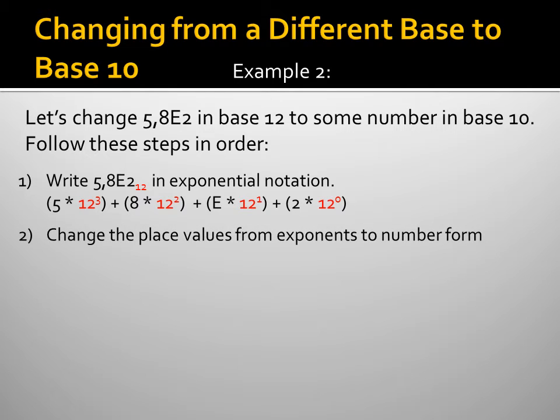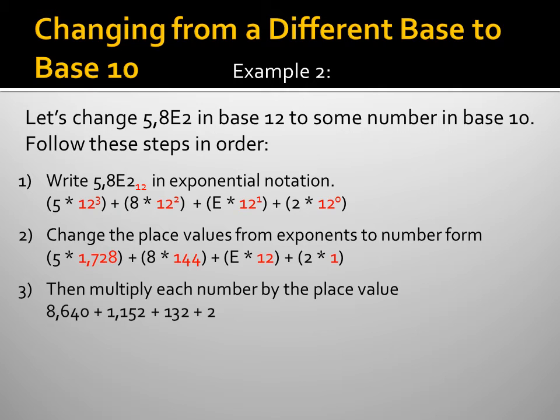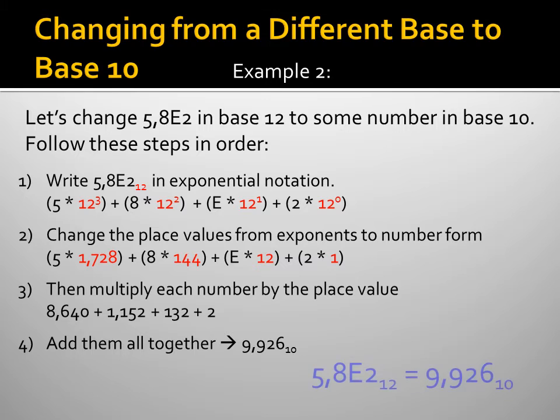Step 2, change the place values from exponents to number form. So 12 cubed is 1,728, 12 squared is 144, 12 to the first power is 12, and 12 to the 0 power is 1. So we just changed each one of those. The third step, multiply each number by the place value. So 5 times 1,728 was 8,640, and 8 times 144 is 1,152. And E, which remember E stands for 11 in base 12, E times 12 is 132, and 2 times 1 is 2. Then finally just add them all together, and you'll get 9,926 base 10. So 5008E2 base 12 equals 9,926 in base 10.